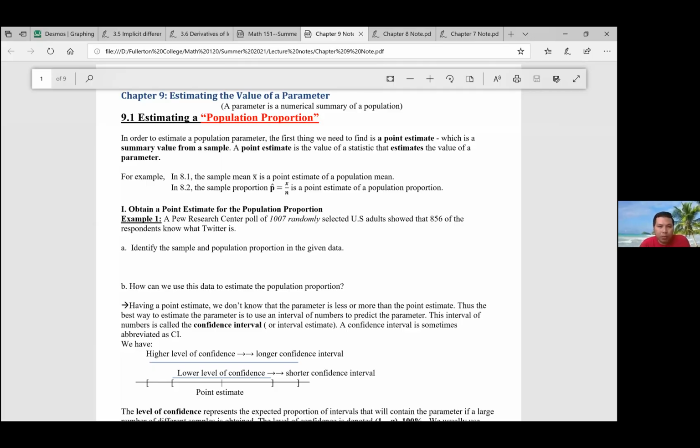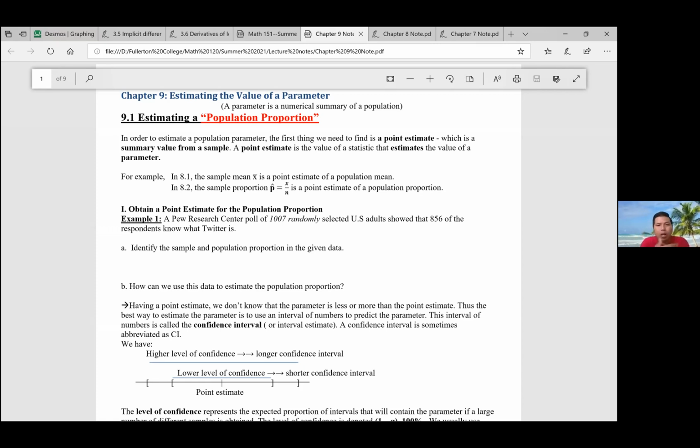However, we are using the sample to make the prediction for the populations, right? So chapter 9 focuses on estimating the value of parameters. If you go back to chapter 1, the difference between parameter and statistics is that a parameter is about the population and a statistic is a summary of a sample, right? So now we have all we need for the sample, and we're going to use it for the prediction of the population. So 9.1, we are estimating a population proportion, right?